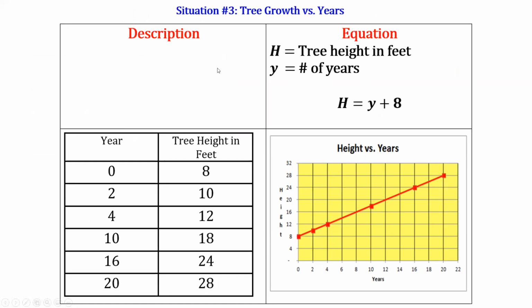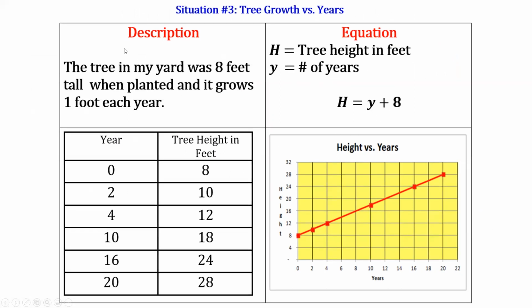And then I had to write a description based on this information. I'm talking about a tree. It's growing after a number of years. I know that initially when I planted the tree, it's 8 feet. So my description was the tree in my yard was 8 feet tall when I planted it, or when planted, and it grows 1 foot each year. Because remember, the slope was 1 over 1. That meant for every 1 year, the tree grew 1 foot.